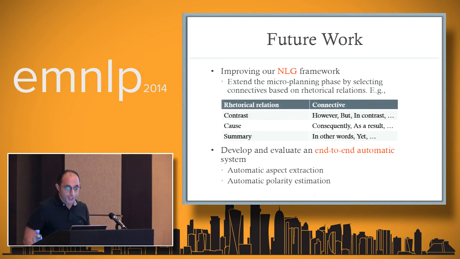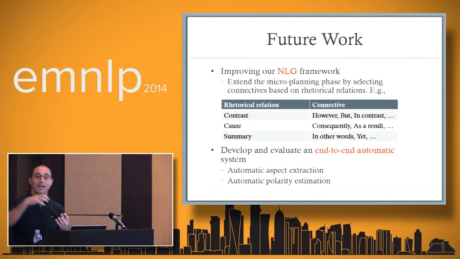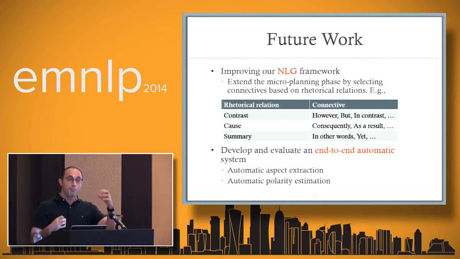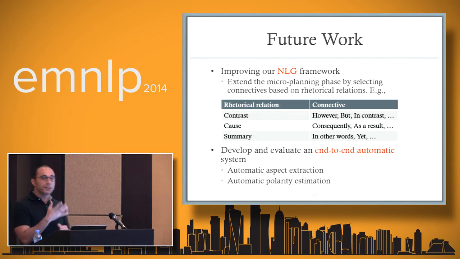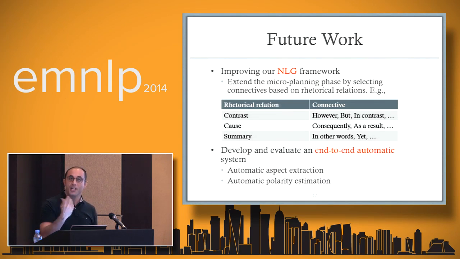For future work, one of the first things that we want to do is to improve our natural language generation framework. The first thing that comes to mind is that we have the rhetorical relations, as association between the aspects. So we can use those to select our connectives in a smarter way.